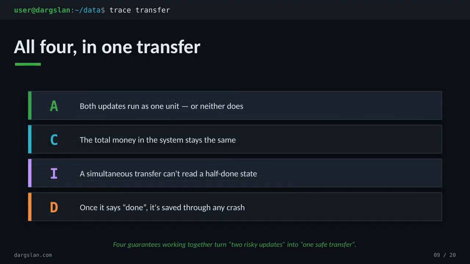So let's bring all four back together in our Anna and Bob transfer. Atomicity means both the debit and the credit happen, or neither does. Consistency keeps the total money in the system unchanged. Isolation makes sure another transfer running at the same time never sees a half-finished state. And durability guarantees that once it's committed, no crash can take it back. Four quiet guarantees, turning two risky updates into one safe transfer.